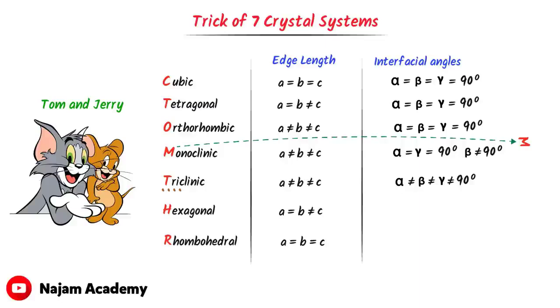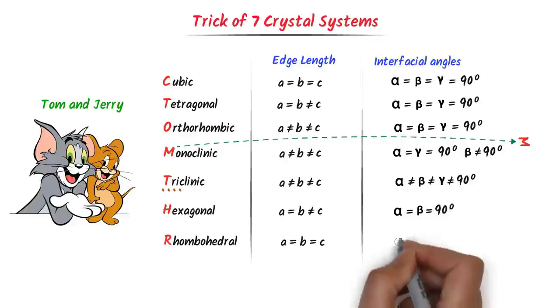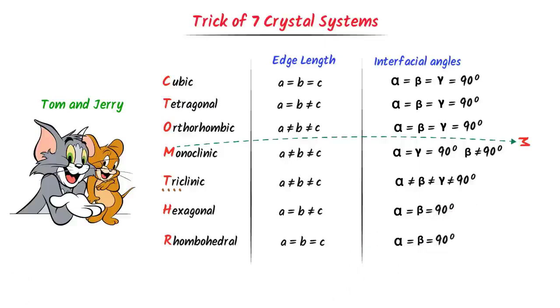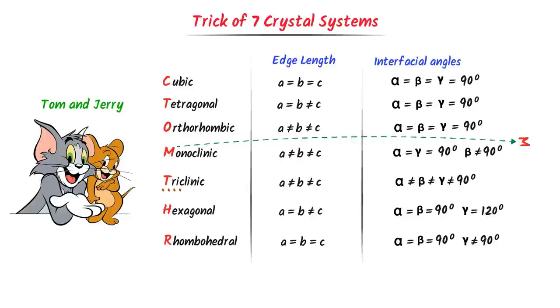Lastly, I write alpha is equal to beta, beta is equal to 90 degree. Here gamma is 120 degree and there gamma is not equal to 90 degree. Thus using this simple trick, we can easily learn 7 crystal system in a very short period of time. Hence note down this super easy trick.